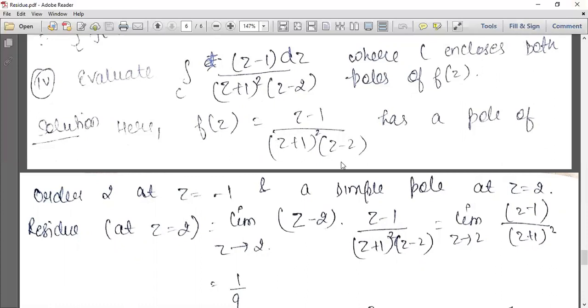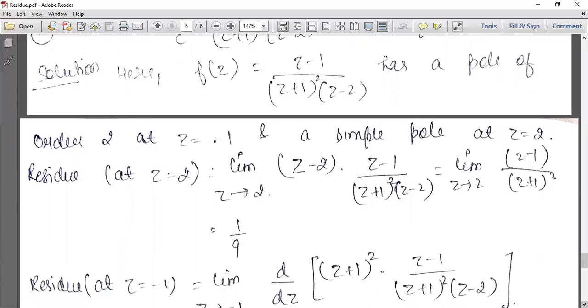So f will have a pole when the denominator is 0, and the denominator is 0 at z equal to 2 and minus 1. Here z plus 1 square, so this is a pole of order 2. And z minus 2 raised to the power 1, so this one is a simple pole, or you can say a pole of order 1. So first I will calculate my residue at z equal to 2, which is a simple pole. This will be the limit as z approaches 2 of z minus 2 into f of z. So I will have my answer as 1 by 9.